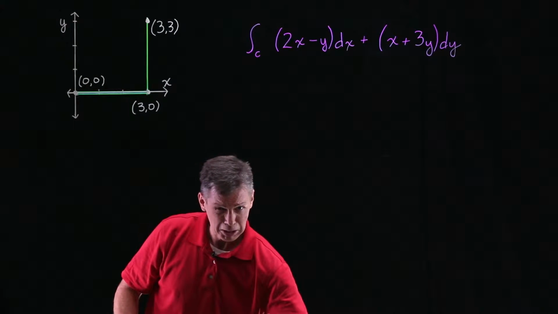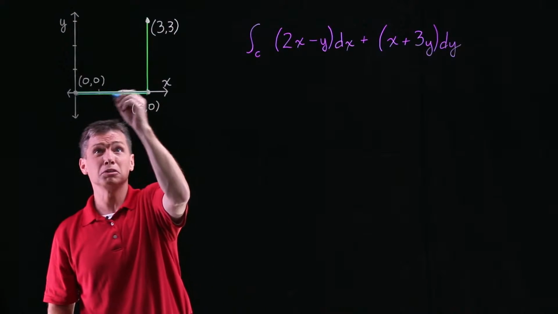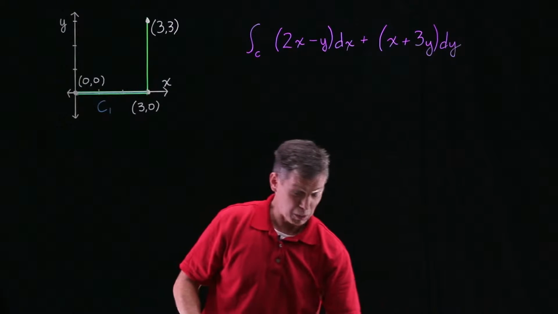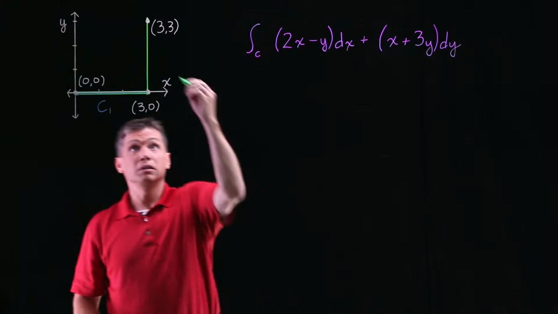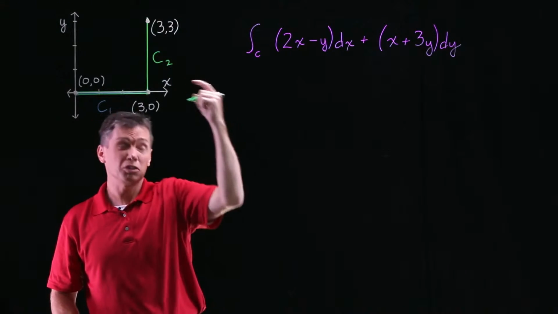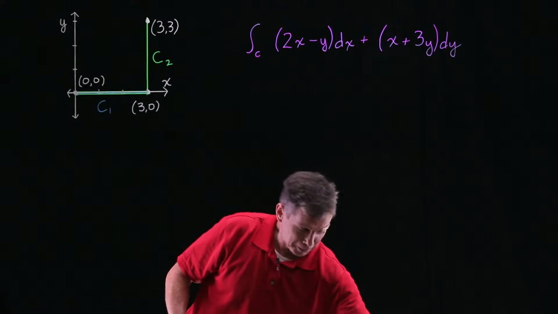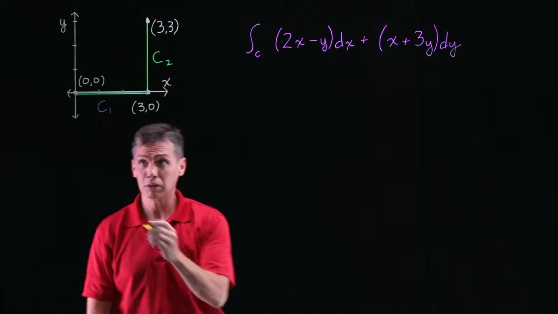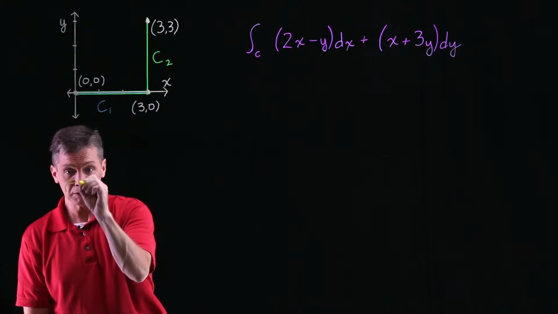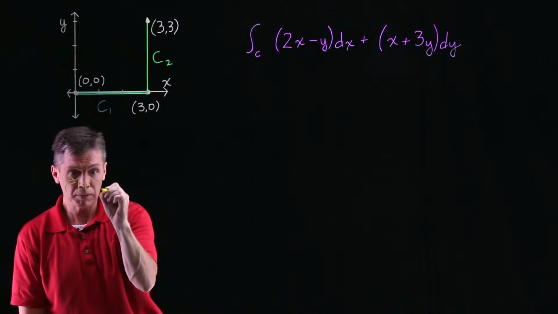And I'll even try to keep it color-coded if you want. This bottom path I'll call C sub 1, and I'll try to do that work in blue. And this side path here is C sub 2. I'll try to do that in green if I can. Okay, but to start, let's write our r vector as a function of time.